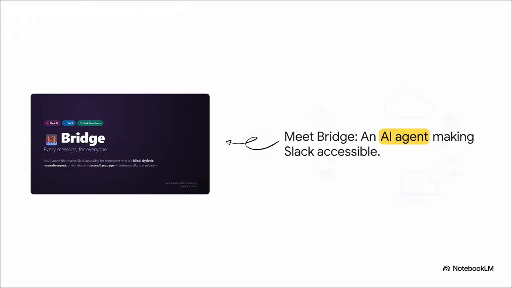And that brings us to the brilliant solution presented in the demo script: Meet Bridge. Bridge is an AI agent specifically designed to make Slack accessible automatically. The whole goal here is to ensure that teammates who are blind, dyslexic, neurodivergent, or maybe working in a second language all have the exact same seamless experience as everyone else. And the absolutely crucial word there is automatically.